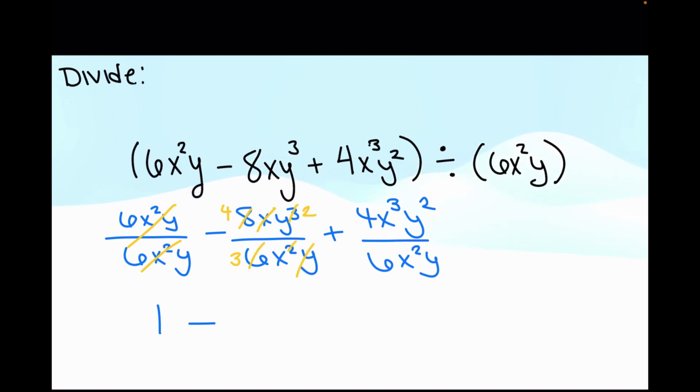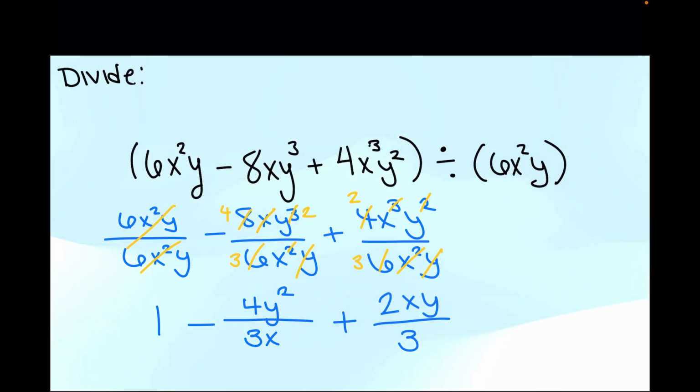Second term, 8 and 6 have a common factor of 2. 8 divided by 2 is 4. 6 divided by 2 is 3. So 8 over 6 becomes 4/3. There's x's on the top and the bottom, so we cancel 1x out of the top. We take 1 out of the bottom, we have 1 left over. Y's on the top and the bottom. We cancel 1 out of the bottom. We take 1 away from the 3, and that gives me a y squared. So with the second term, we are left with 4y squared on the top and 3x on the bottom.